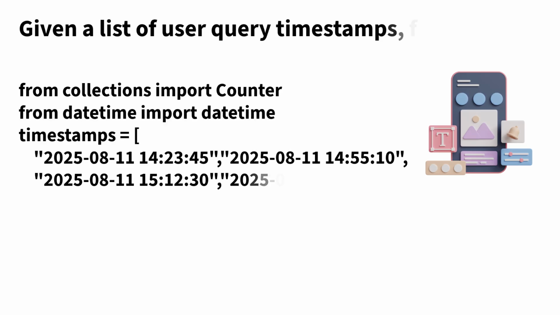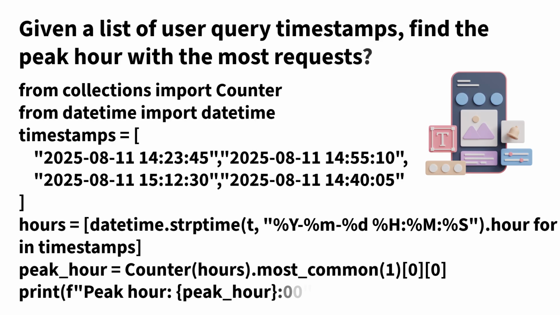Given a list of user query timestamps, find the peak hour with the most requests. We import Counter to count occurrences and datetime to parse timestamps. Timestamps contains raw string timestamps. We extract only the hour part from each timestamp using datetime.strptime and .hour. We use Counter to find which hour occurs most often. Here, most_common(1) returns the hour with the highest frequency.